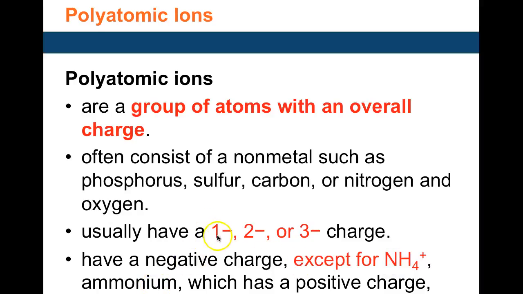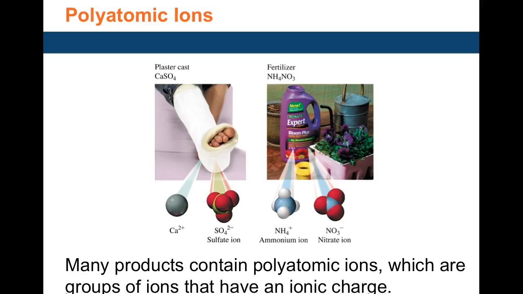Most of those polyatomic ions either have a negative charge of 1 or 2 or 3, and they are negatively charged ions. So the exception is the ammonium ion, which is the only positively charged polyatomic ion. All right, so polyatomic ions form compounds, ionic compounds. They combine with metal ions and form ionic compounds.